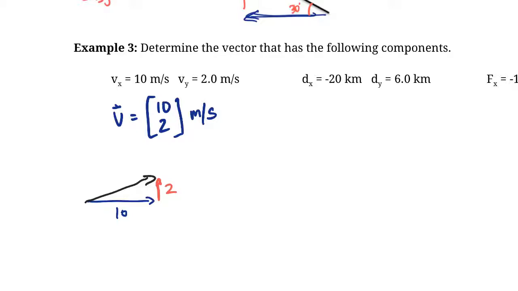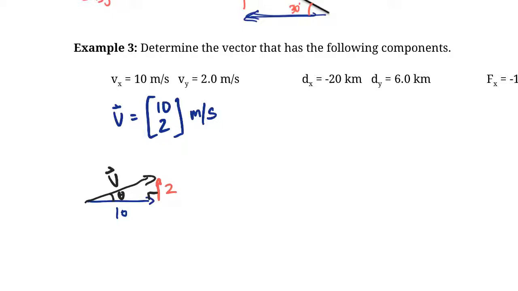So what we need to know is the length of that vector, and we also need to know the angle, theta. How can we do that? Well, first of all, to find the length, you should be able to see that this is a right angle triangle, right? How do we find the longest side in a right angle triangle? The hypotenuse. We can use the Pythagorean theorem, right?